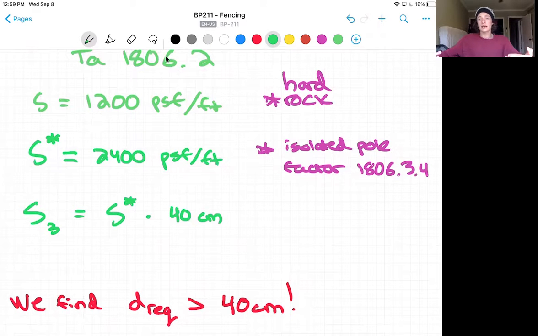So we need to go back and use some engineering judgment to reconsider how we are interpreting the code.